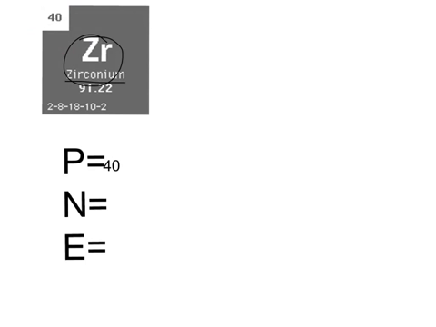And then we're going to find the neutron. To find the neutron, you need to subtract 40 from 91.22. So the top number from the number under the word. Okay, so since we have our equation up there, we'll do the math.